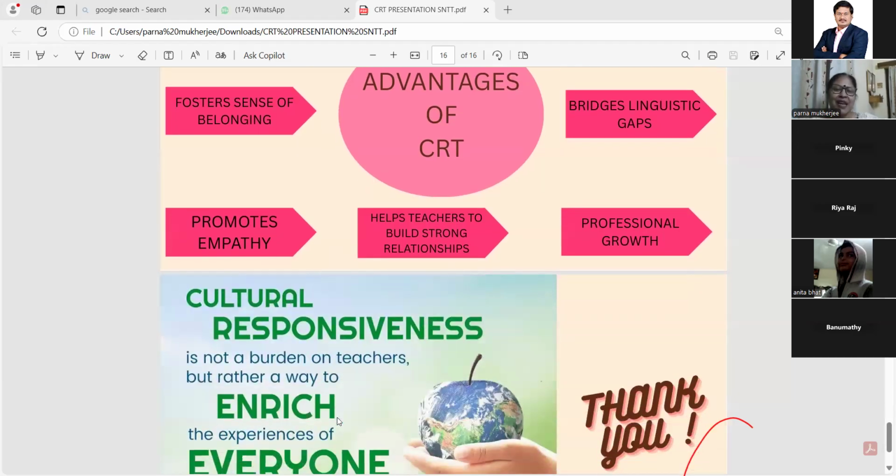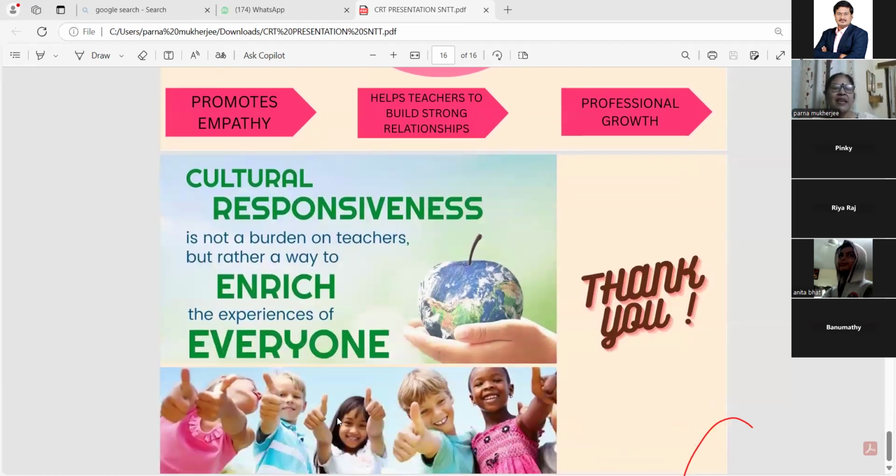Now, the last thing I want to end with saying is, cultural responsiveness is not a burden on teachers, but it is rather a way to enrich the experiences of everyone. With this, I would like to end.